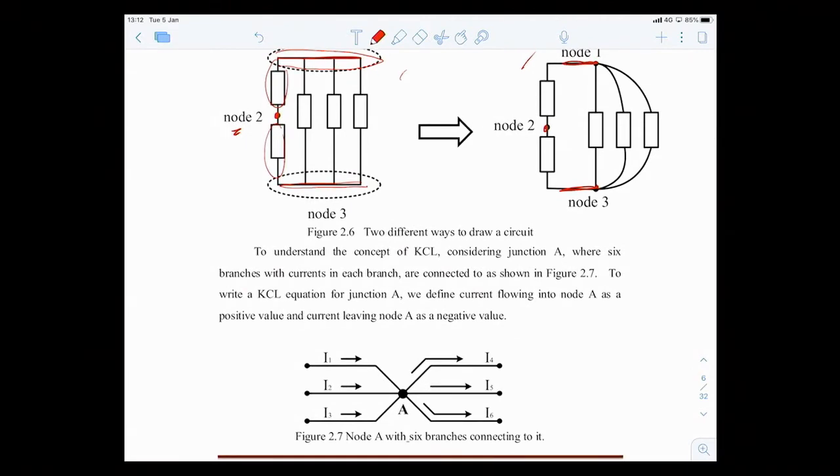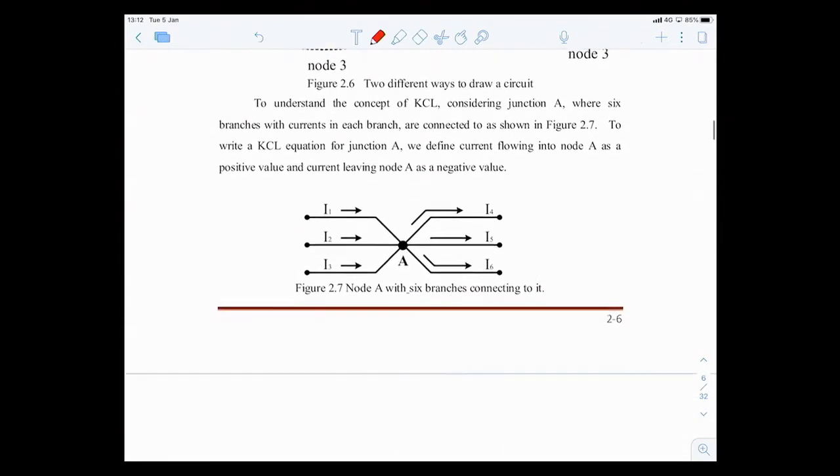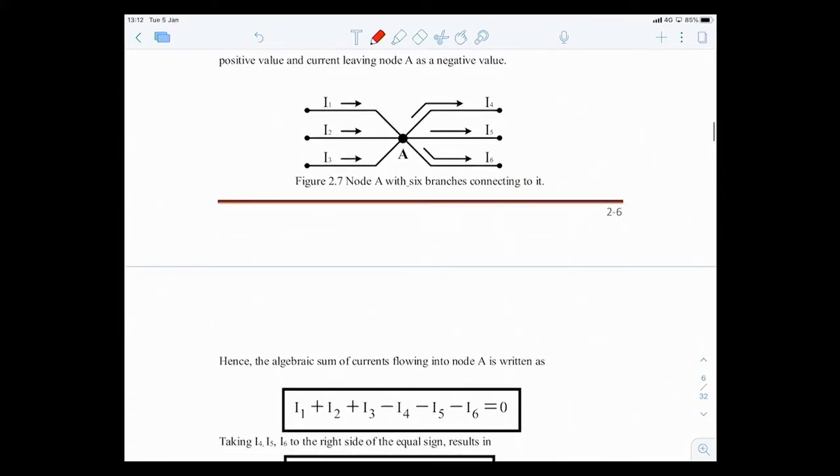But if the current is leaving the node, you can think of it as your money flying out of your pocket, and that's not very nice. So it's a negative feeling, so put a negative sign in front of the current value. Therefore, in this picture, I have a node A, and I have 6 branches with 6 currents going in and out of that node A. Let's look at each current.